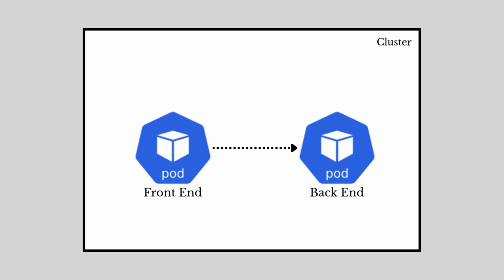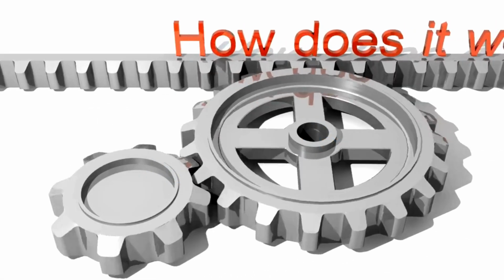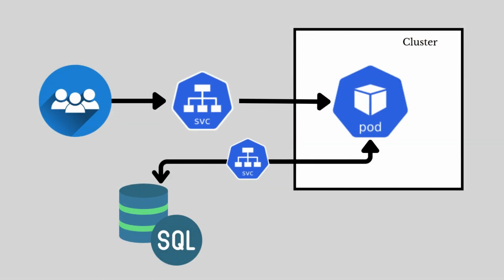Second scenario, now let's say your front-end application needs to communicate with the backend pods. Well, you can't directly communicate with the IP address, and I'll tell you why. Then how does communication work? Well, the answer is services.